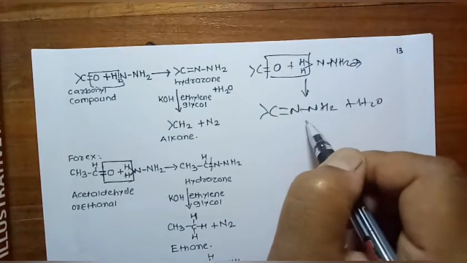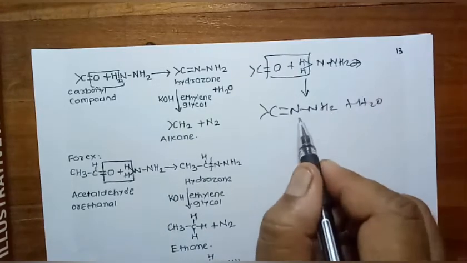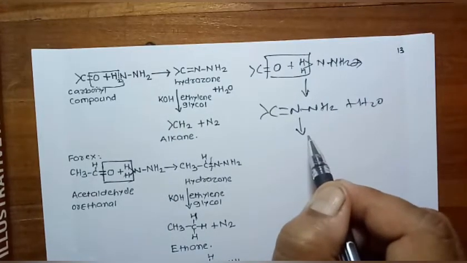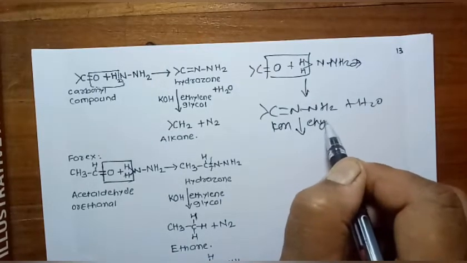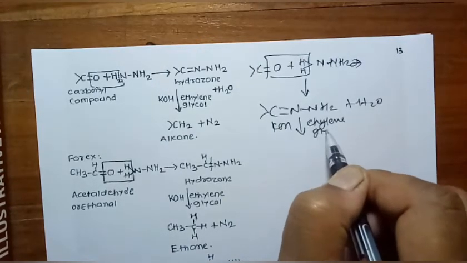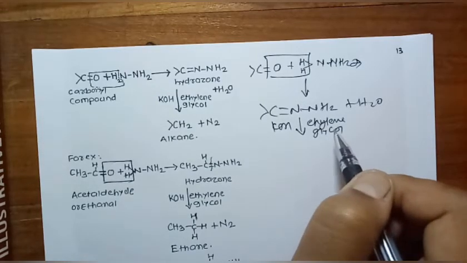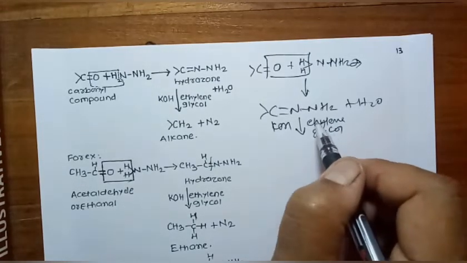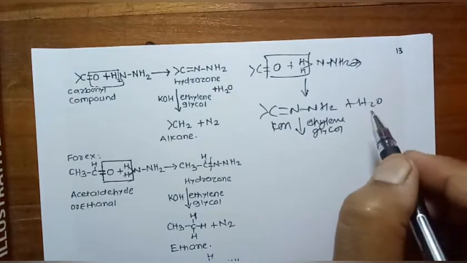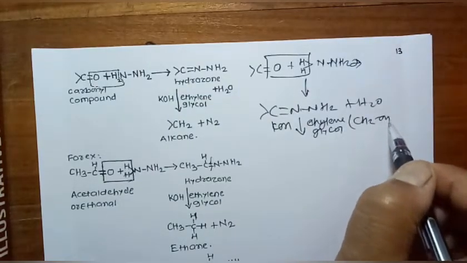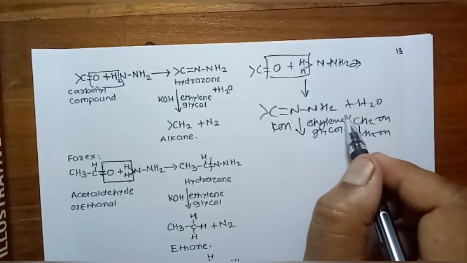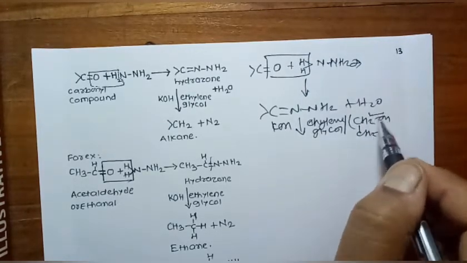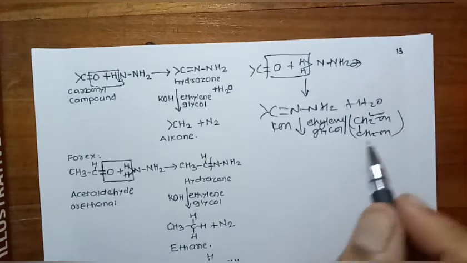It is a hydrazone. Now this hydrazone is treated with KOH in ethylene glycol. We know the formula of ethylene glycol, CH2OH. The formula of ethylene glycol is like this, CH2OH. Instead of ethylene glycol we can also write the formula like this, CH2OH.